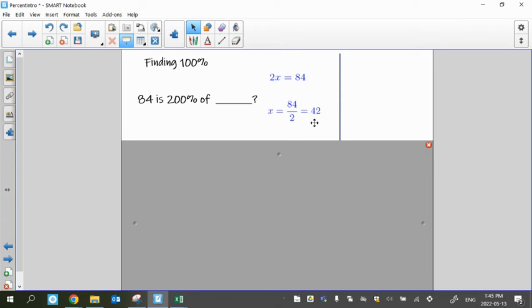Notice here that the value that we found is smaller because 84 is 200%, so it's double.